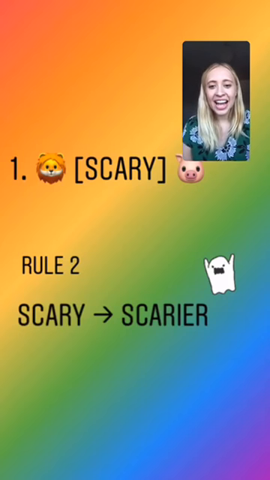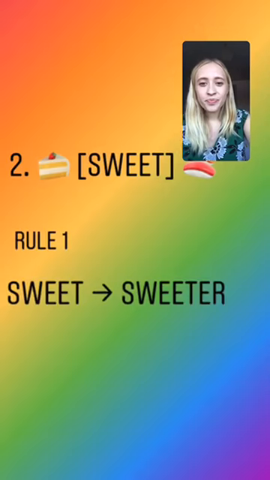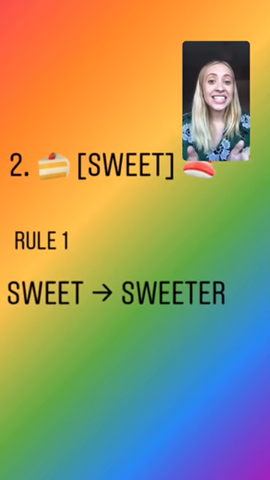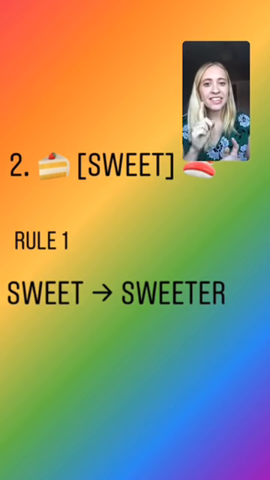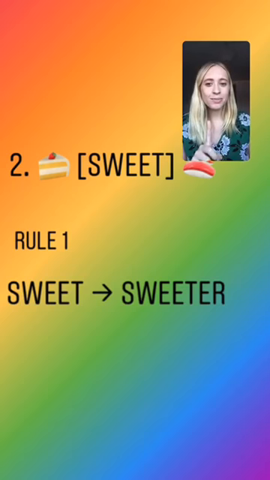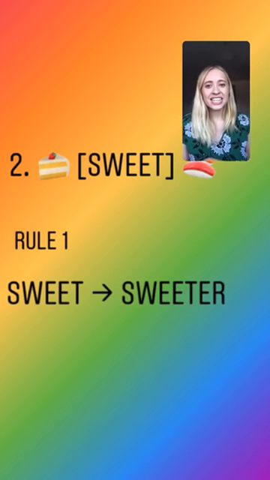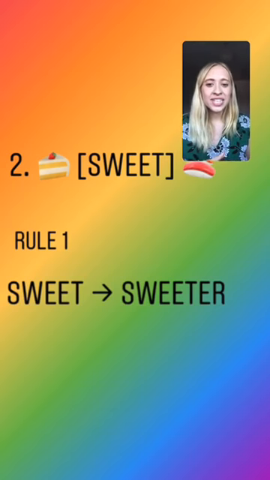Let's have a look at number 2. Okay, number 2, the answer is sweeter. Okay, this is rule 1. 1 syllable adjective, sweet, becomes sweeter. So your sentence is cake is sweeter than sushi.